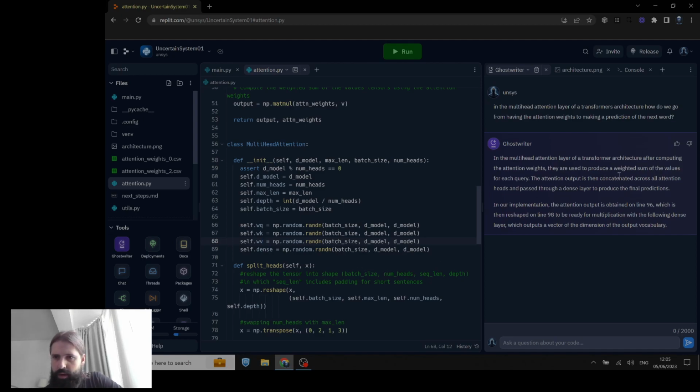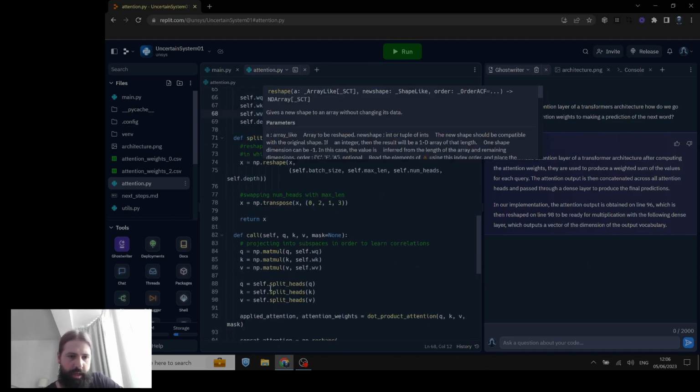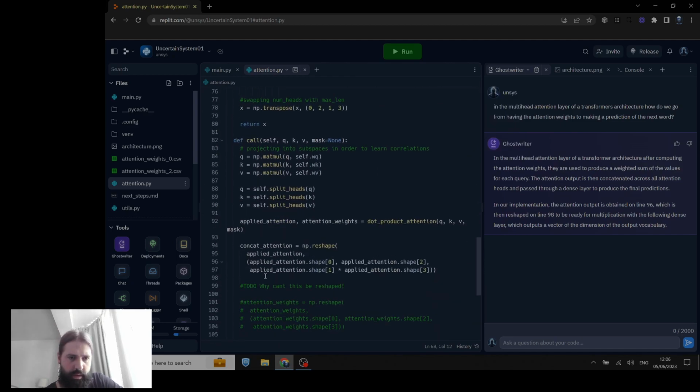For each query, the attention output is then concatenated across all attention heads and passed through a dense layer to produce a final prediction. In our implementation, the attention output is obtained on line 96. Kind of, sort of, okay. Which is then reshaped line 98. We're ready for multiplication with the following dense layer, which outputs a vector of the dimension of.